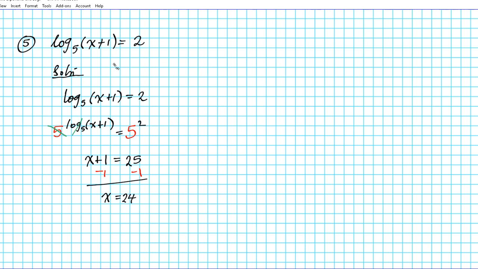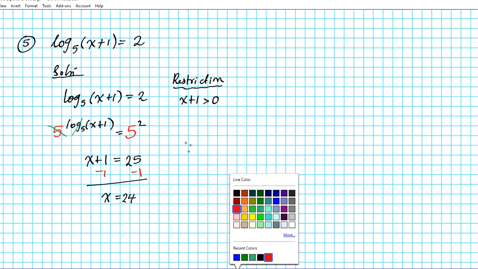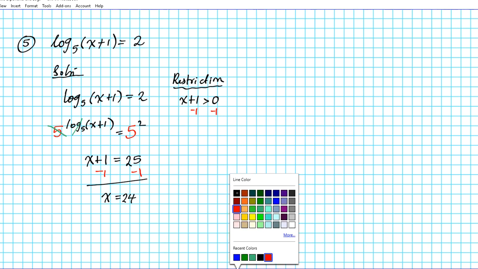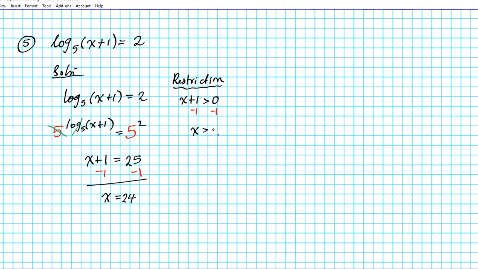Now, does this answer respect the domain constraints on this logarithmic equation? Well, let us see. Let's calculate what the restrictions are on the domain. You take the logarithmic argument, which is x plus 1, and it has to be greater than 0, since you can't take the log of anything 0 or less. Subtract 1 from both sides, and you have x has to be greater than negative 1. Is 24 greater than negative 1? It certainly is, so this is a valid solution.